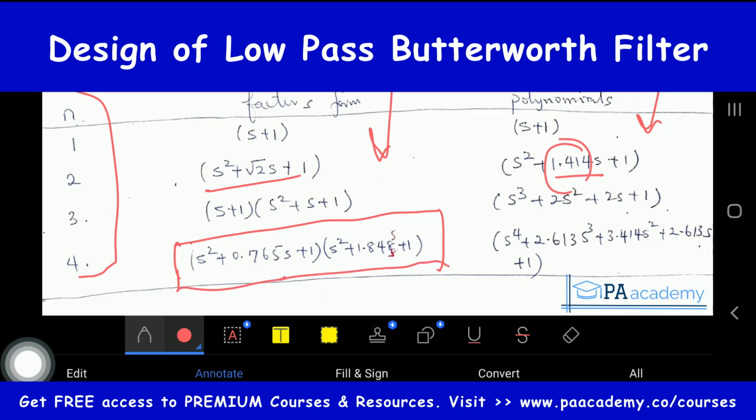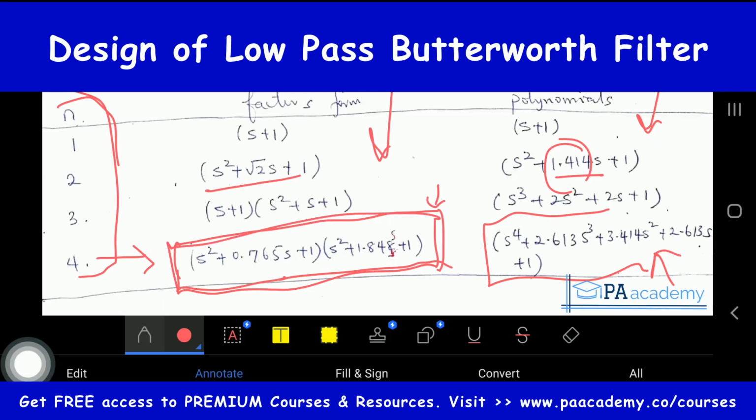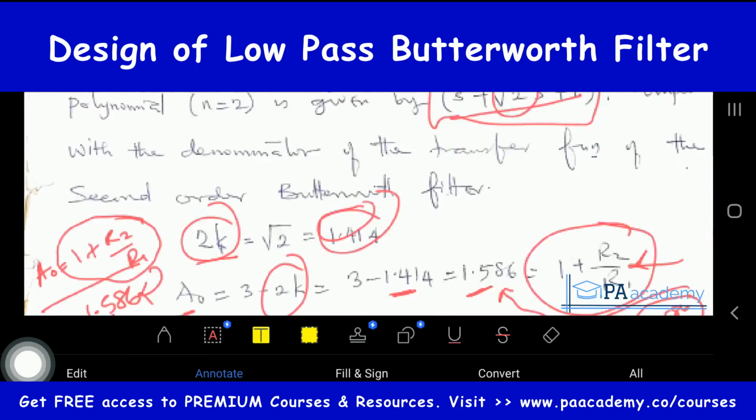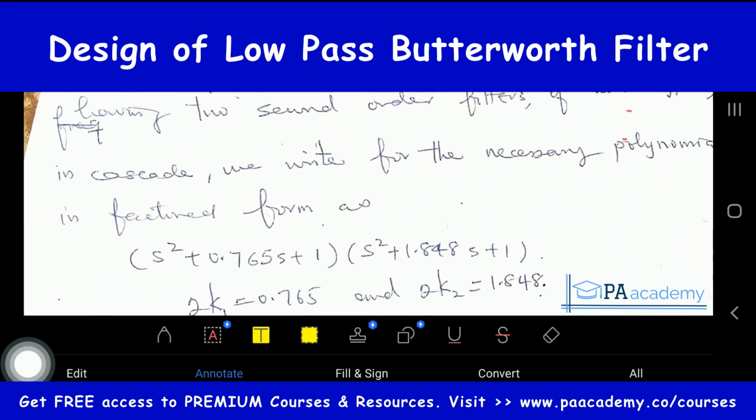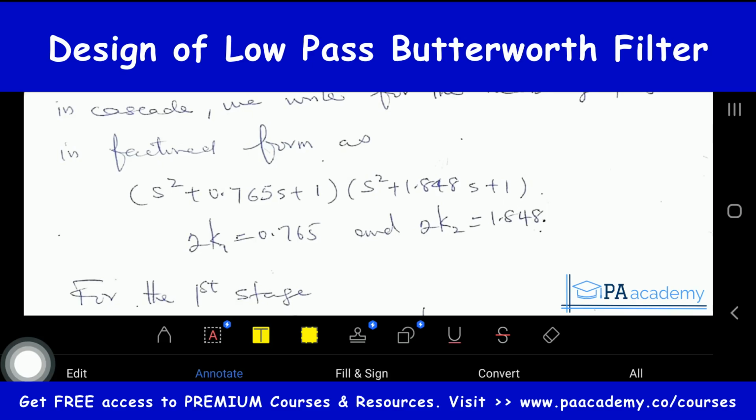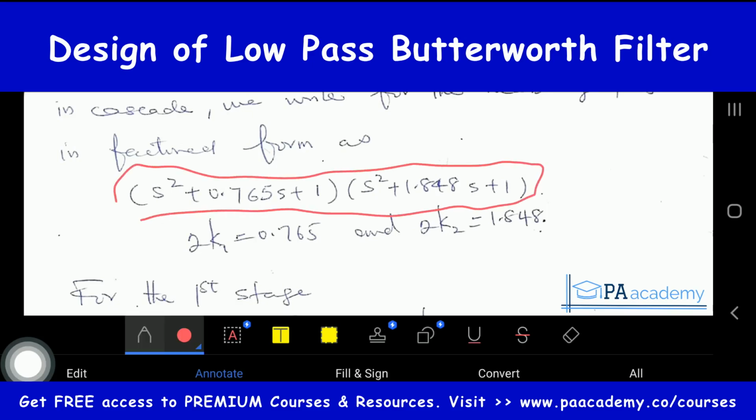This is what we are going to make use of, because you can see this represents the order, and this is for the fourth order. This is the factor form and this is the polynomial form. We are going to use the factor form. So let's go back to the question. You pick them in 2 second order sections: this is for the first two and this is for the second two, so we'll solve them independently.